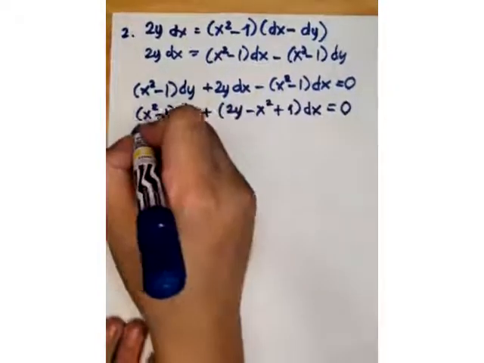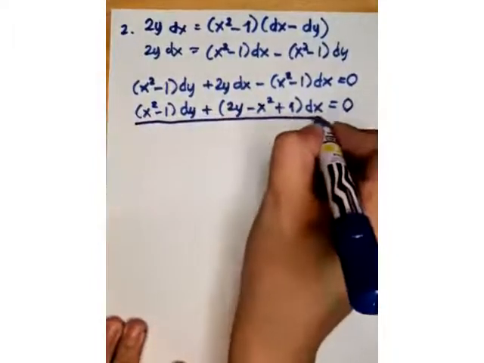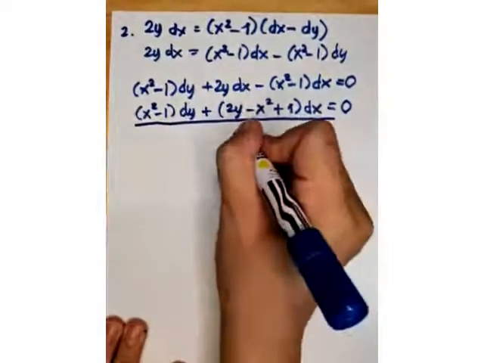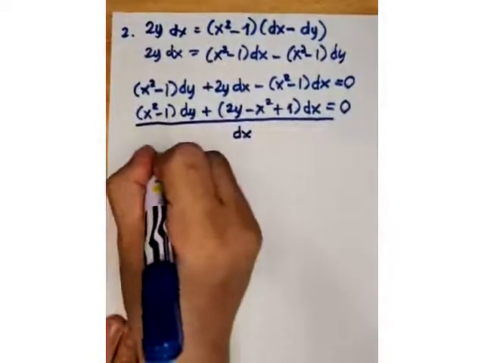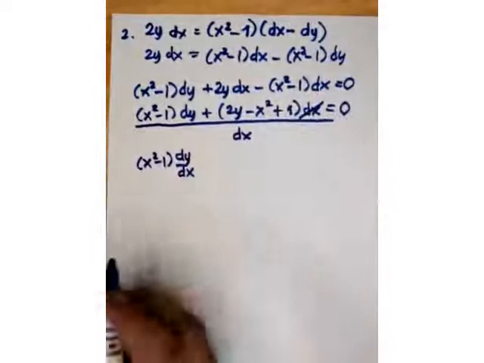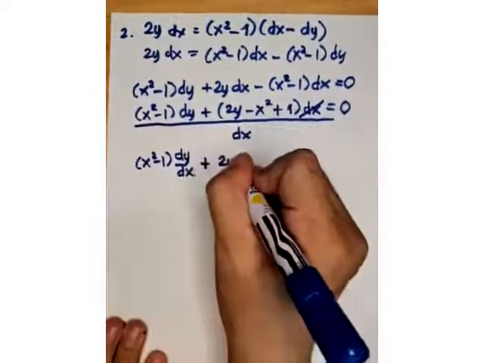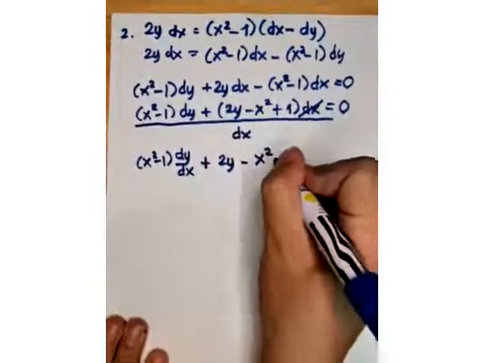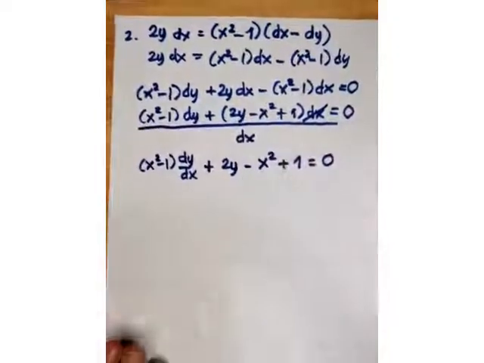Okay. And then let's divide this whole equation by dx. So we'll have x squared minus 1 dy over dx, so that the dx cancels, plus 2y minus x squared plus 1 is equal to 0.